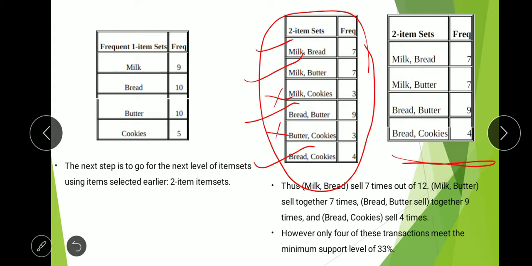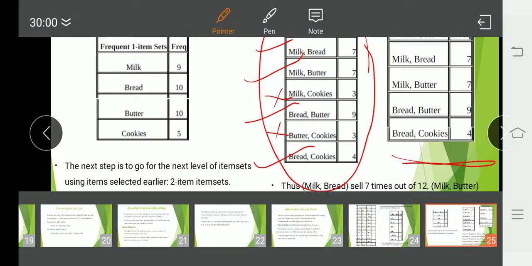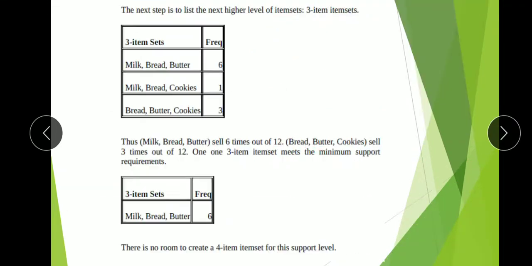Now using this final table, we are going to generate 3 item sets. Now we need to find the combination of 3: milk, bread and butter; milk, bread and cookies; then we have bread, butter and cookies. So these are the 3 combinations. I think only 3 combinations are available. Yeah, milk, bread and butter, milk, bread, cookies, milk, butter, cookies.